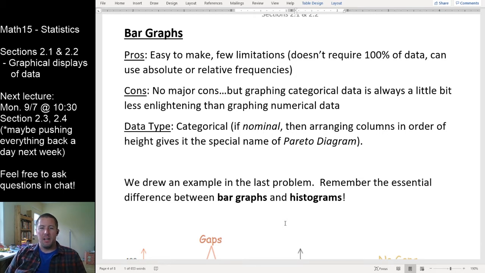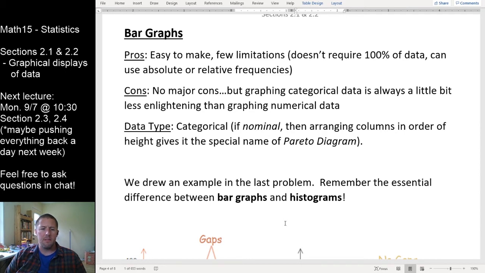But with graphing categorical data, graphing qualitative data rather than numerical data, you're always getting a little bit less good visual information by looking at that graph. So there's nothing wrong with bar graphs inherently. But because they are about categorical data, it's just a little bit less enlightening, I think, to see any visualization of categorical data. Basically, it's stuff that is almost as good in a table as a graph. Often with numerical data, that's really not the case.